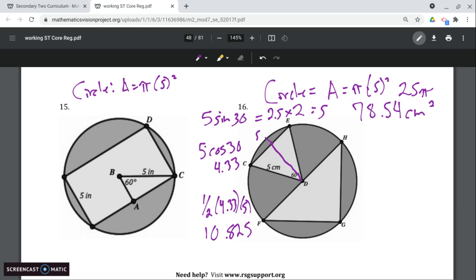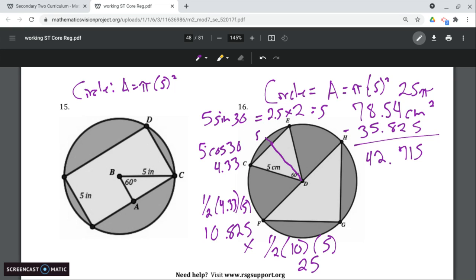And when we do that, we find that the area of this small triangle is 10.825. Now, the area of the big triangle, this one's nice because the base is 10 because it's the diameter. So we've got 1/2 times 10 times, guess what? The height is its radius, so 5. So 10 times 5 is 50, divided by 2 is 25. So now we add these two together and subtract 35.825 from that. And when we subtract that, we end up with 42.715 centimeters squared. So this right here is our answer.